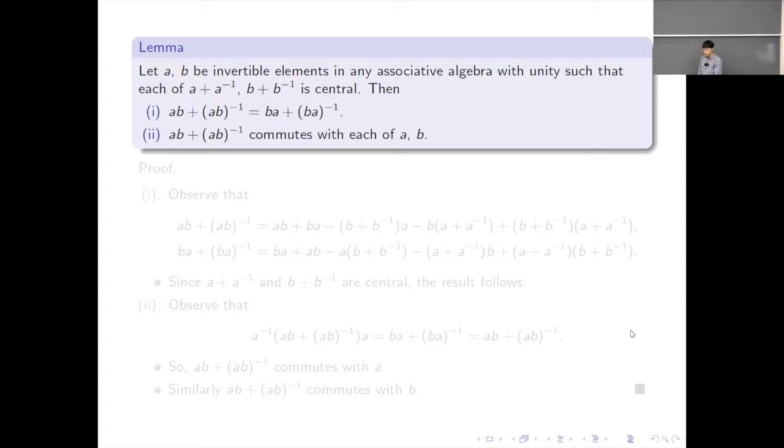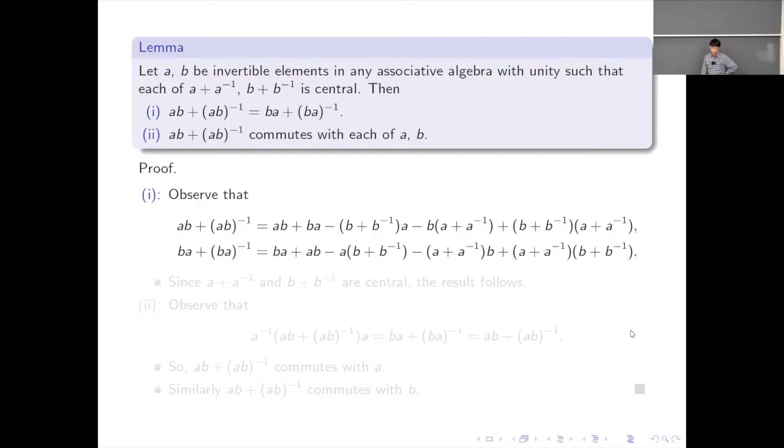AB plus AB inverse is actually BA plus BA inverse. Moreover, AB plus AB inverse commutes with each of A and B. Proof: we observe that for part 1, AB plus AB inverse is actually expressed as this quantity: AB plus BA minus B plus B inverse A minus B times A plus A inverse plus B inverse times A plus A inverse. Also, BA plus BA inverse can be expressed as you see there, the right-hand side of the second equation.